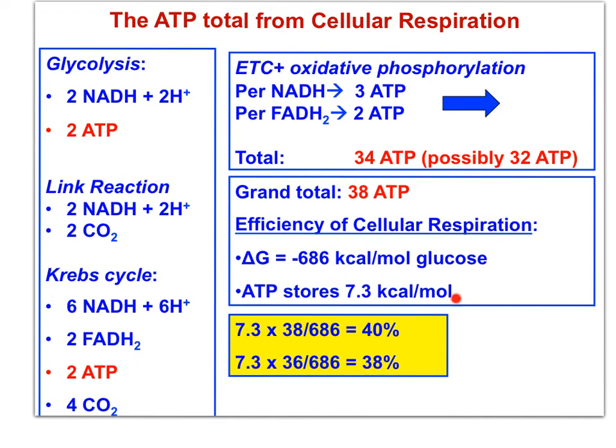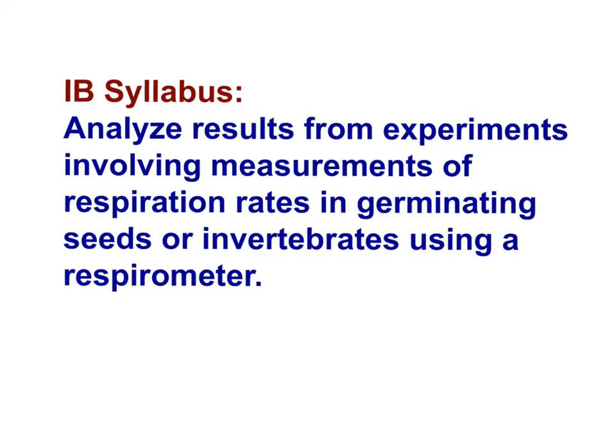Each mole of ATP produces 7.3 kcal, while each mole of glucose produces 686 kcal. Now, we have 36 to 38 moles of ATP per mole of glucose, and thus that means that the efficiency is nearly 40%. The rest of the energy goes to heat. This slide is a good one to study because it accounts for ATP synthesis from all parts of respiration. And here's our last IB syllabus statement of the movie.